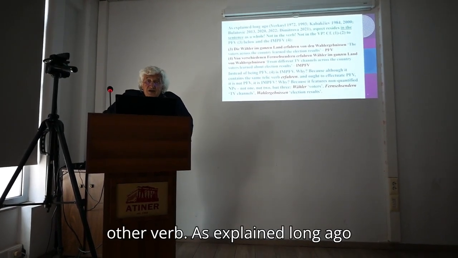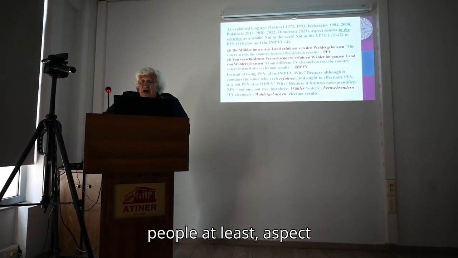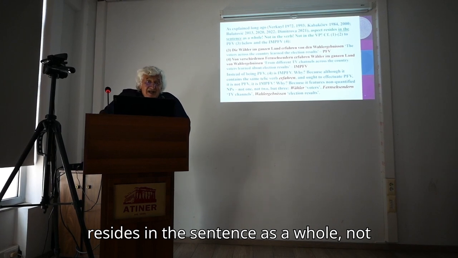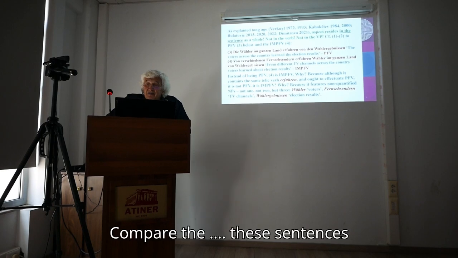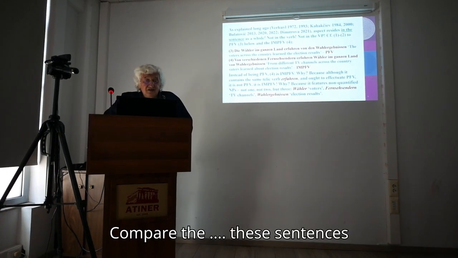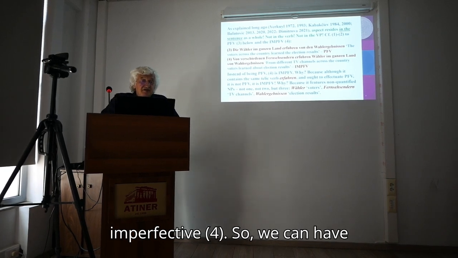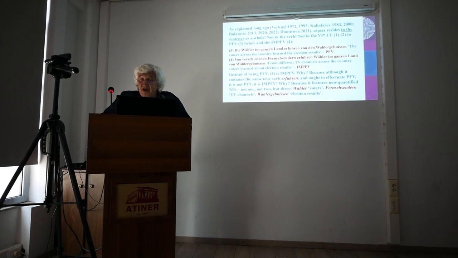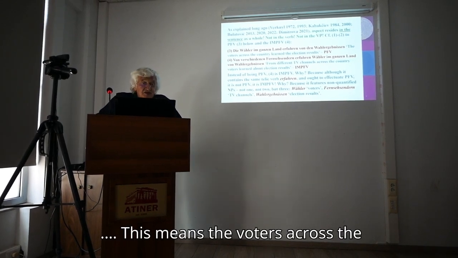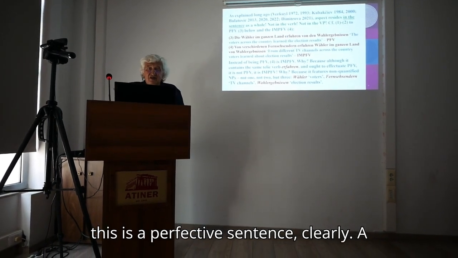As explained long ago by several people at least, aspect resides in the sentence as a whole, not in the verb phrase. Compare these sentences to the perfective one, 3 below, and the imperfective, 4. So we can have "die Wähler im ganzen Land erfuhren von den Wahlergebnissen." This means the voters across the country learned the election result. This is a perfective sentence, clearly.